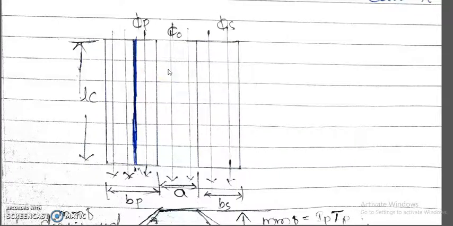Yes, let us start the derivation of leakage reactance calculation. So in this leakage reactance derivation part, for that purpose we need to consider the primary winding and secondary winding. Primary winding width is BP and secondary winding width is BS, and the space between primary winding and secondary winding is called the duct. Its width is A.